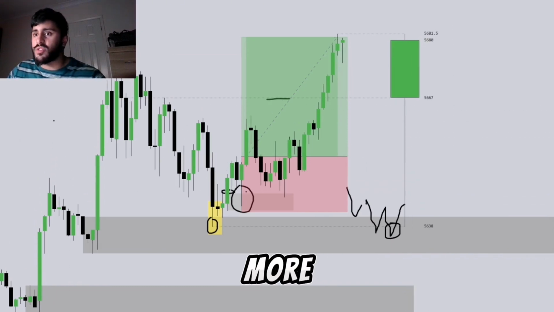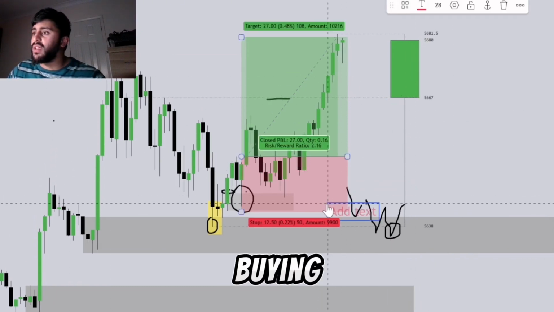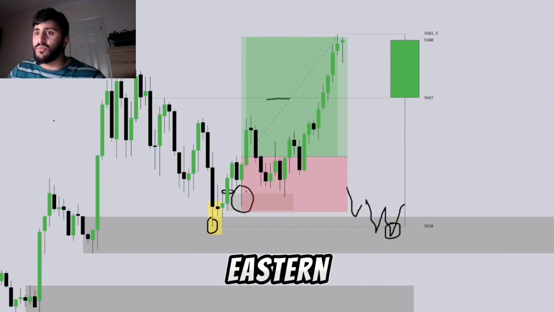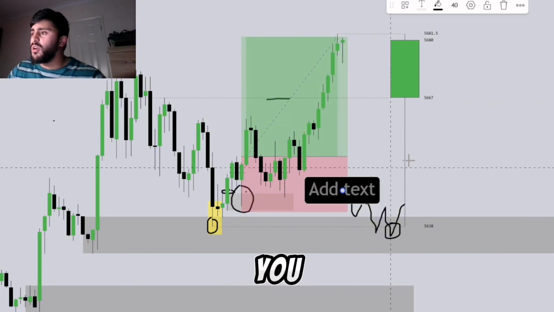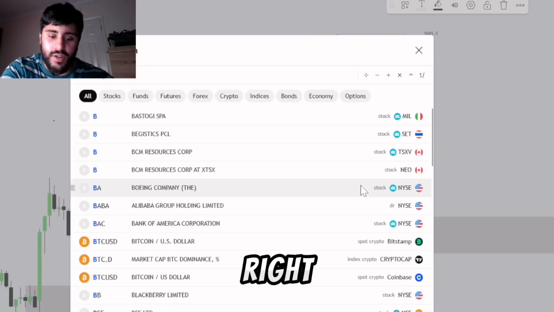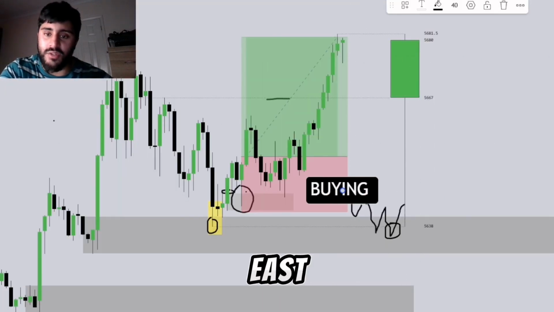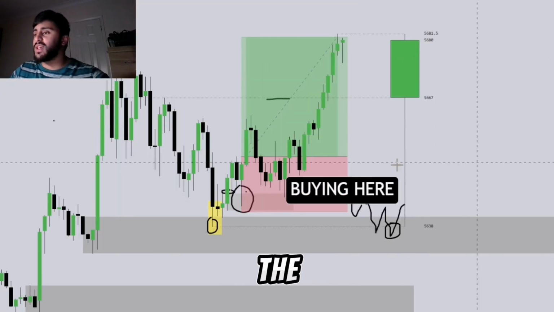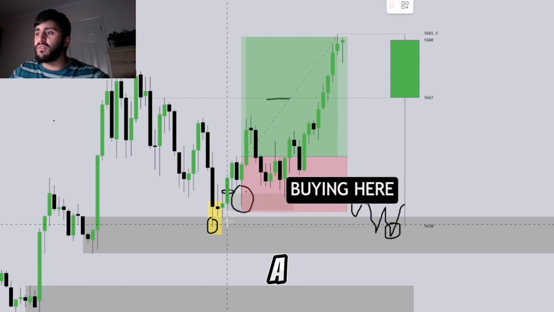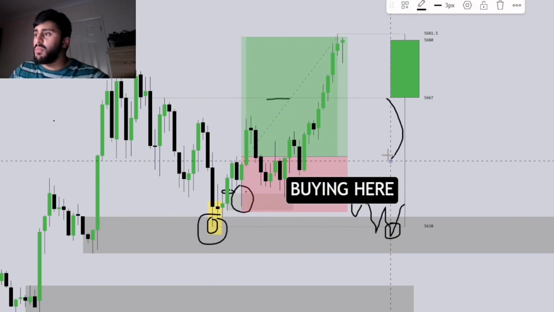Let's break this down one more time, right? So you want to be buying below the 10 a.m. Eastern. You want to be buying off a 15-minute fair value gap below the 10 a.m. Eastern.